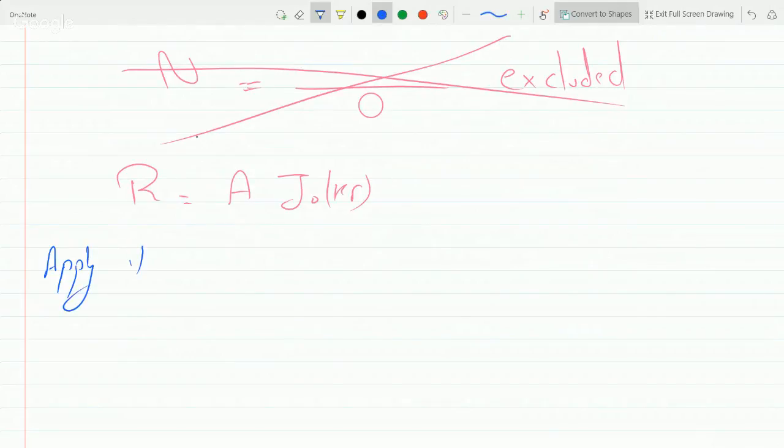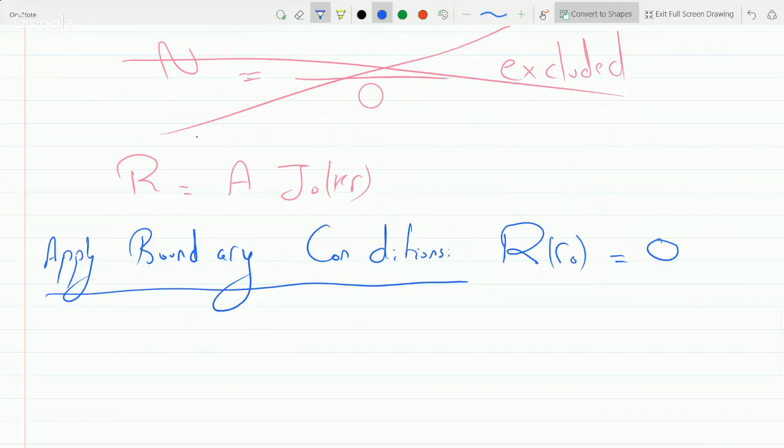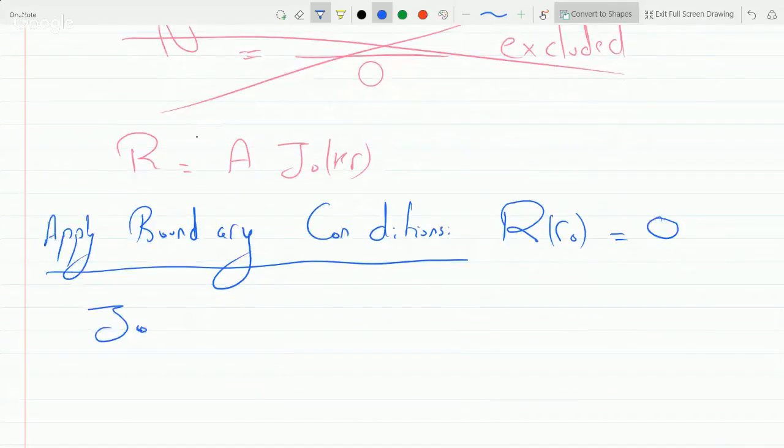Okay, so now apply the boundary conditions. R at some R0 has to equal 0 according to the boundary conditions. So that means J0(kR0) is equal to 0. These are the zeros of the Bessel function.